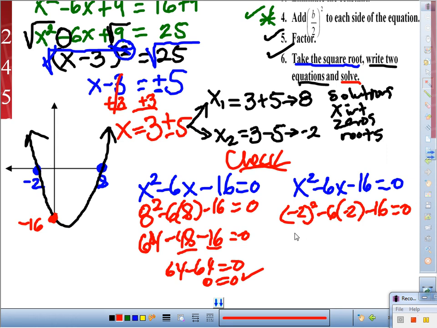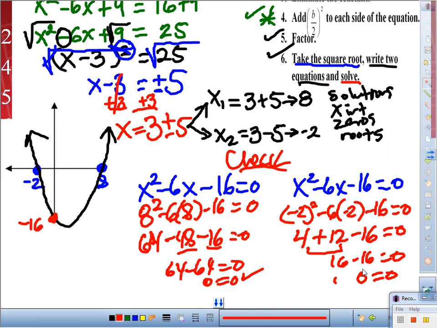-2 squared is 4. -6 times -2, that's positive 12. Bring down the -16 equals 0. What is 4 plus 12? 16 minus 16 equals 0. So that's 0 equals 0, and that's a check. And we're done.